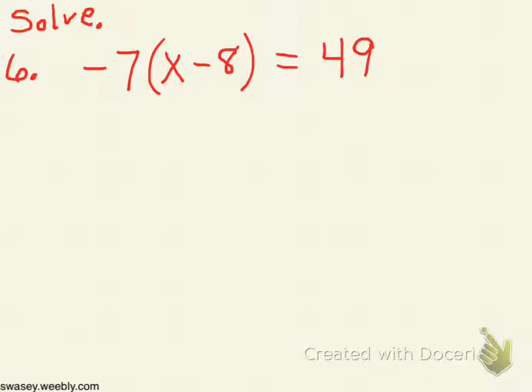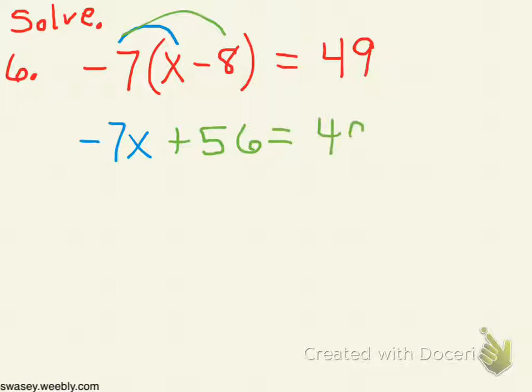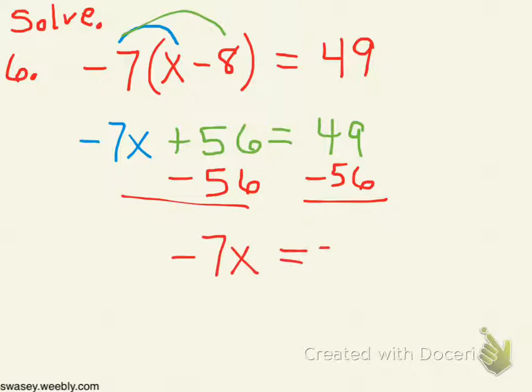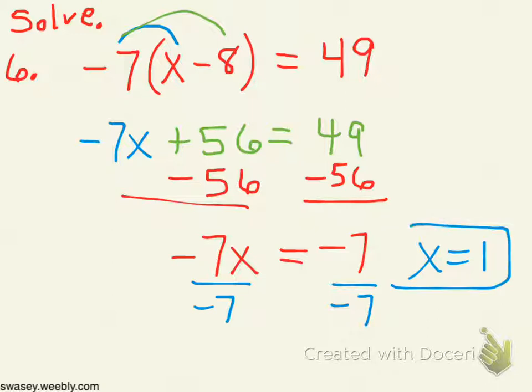Again, we're distributing negative 7 times x, negative 7x. Negative 7 times negative 8 is positive 56. From here, it's a two-step equation. To get rid of the plus 56, subtract 56 from each side. And so we're left with negative 7x equals negative 7. To get rid of multiplying by negative 7, divide both sides by negative 7. And so we get x equal to 1. You can check it if you'd like.